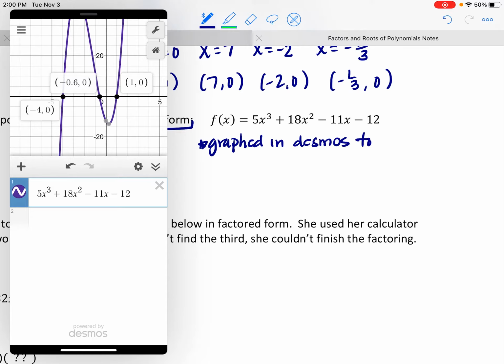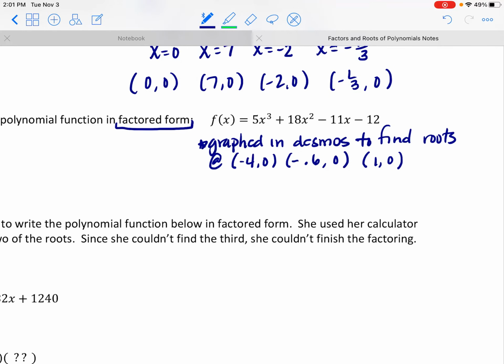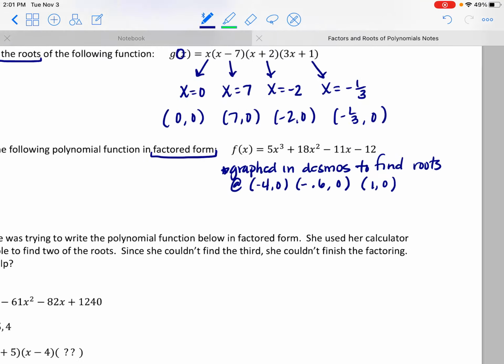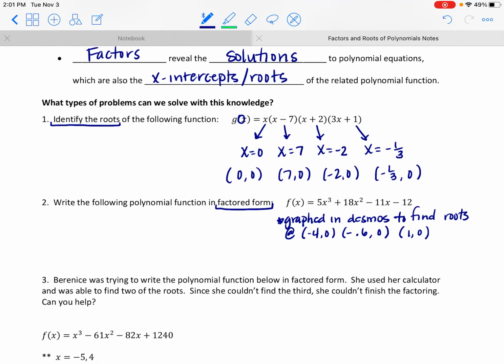To find roots at -4, 0, -0.6, 0, and 1, 0.